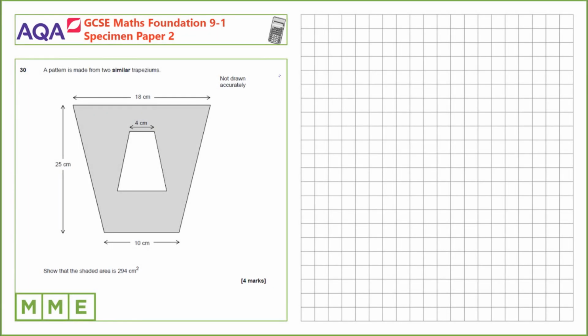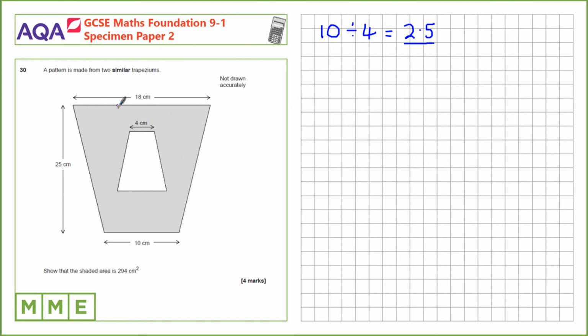Question 30. A pattern is made from two similar trapeziums. Show that the shaded area is 294 centimeters squared. If we're going to calculate the shaded area, we need the area of the large trapezium, and we have all the lengths we need for that. And we need the area of the small trapezium, and we're missing 2 of the lengths for that. First, let's figure out the scale factor that relates both these two trapeziums. Since they're similar, we'll take this small side here and divide by the small side on the similar trapezium, that's 4. So our scale factor is 2.5.